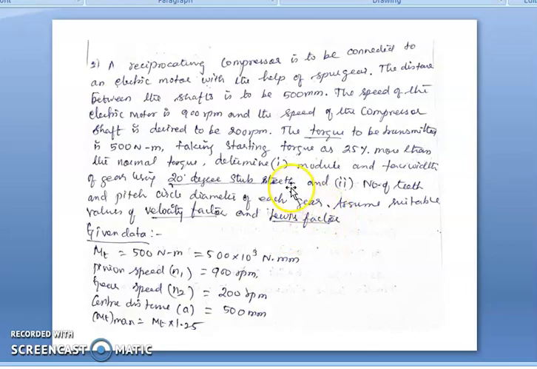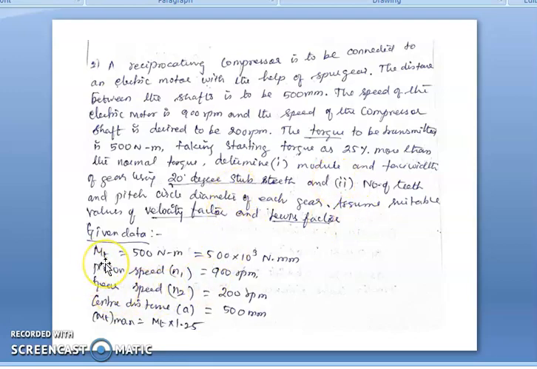From this data, we can understand that the torque is given, and they are using the velocity factor and Lewis factor. So instead of the data book, we go with the Acme method to solve this problem. So first, write down the given data.